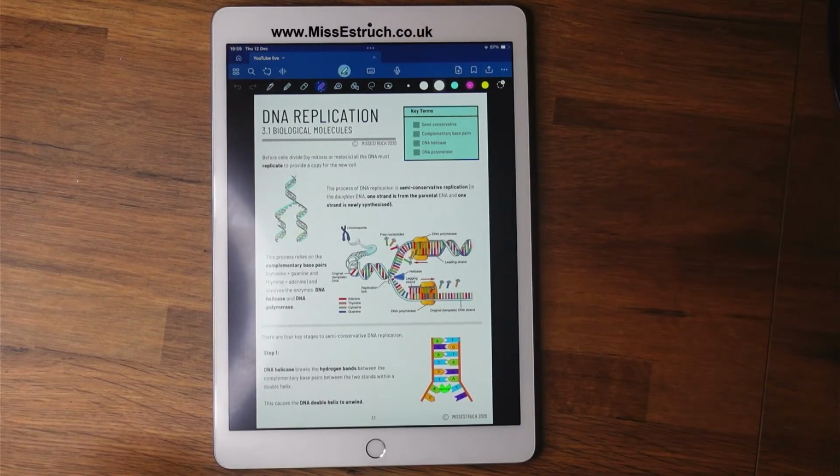To this evening's live. We are going through DNA replication today. So this is going to be helpful whether you are in year 12 or year 13, if you've got mocks coming up, because this is going to be on your mocks most likely. So DNA replication, this is one of my favourite topics. I absolutely love DNA replication.